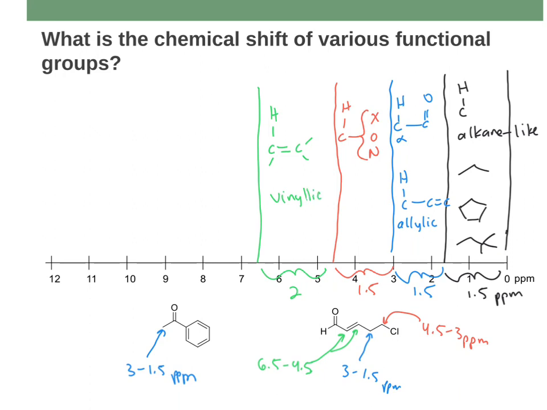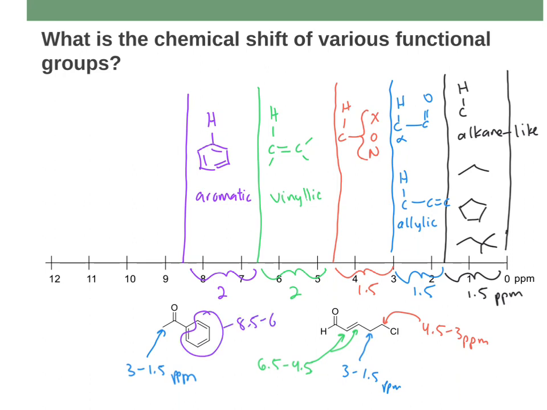Next, we have a very important group that's really useful if you see this. This is also a chunk around 2 ppm, about 6.5 to 8.5. These are hydrogens that are on an aromatic ring, on a benzene ring or some other aromatic compound. So, for example, all of these should show up somewhere between 8.5 and 6.5. That's the rough area where they show up.